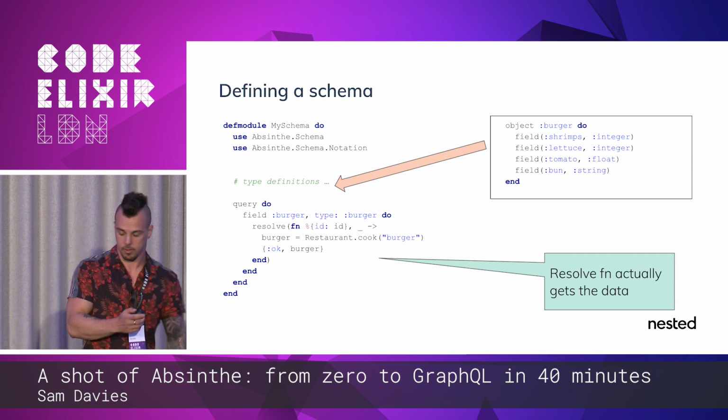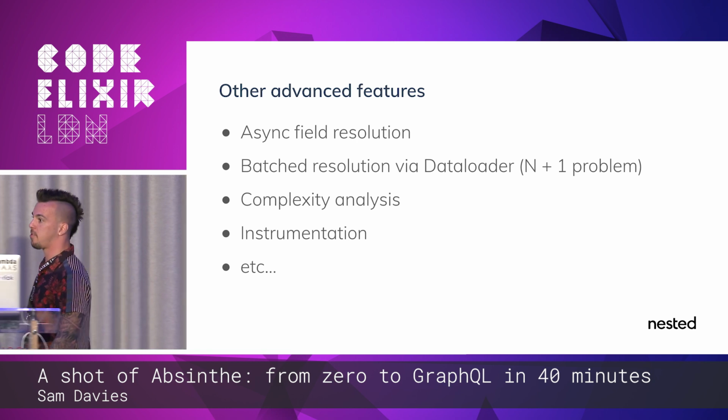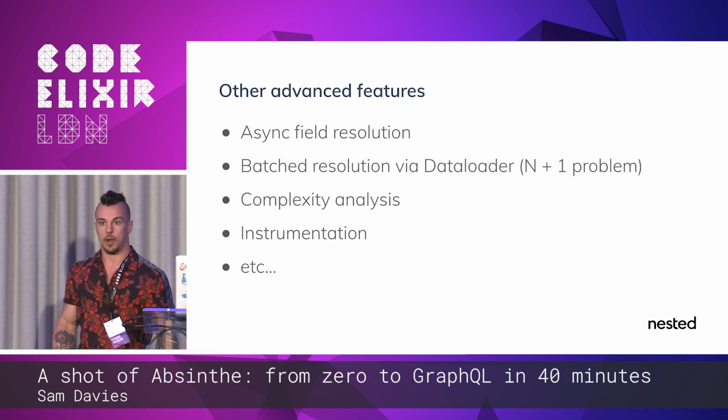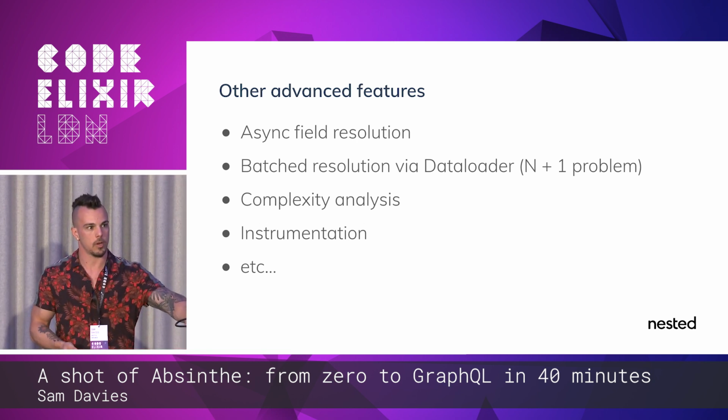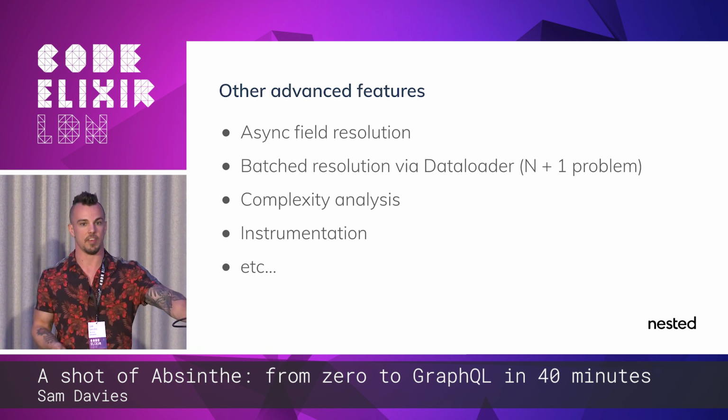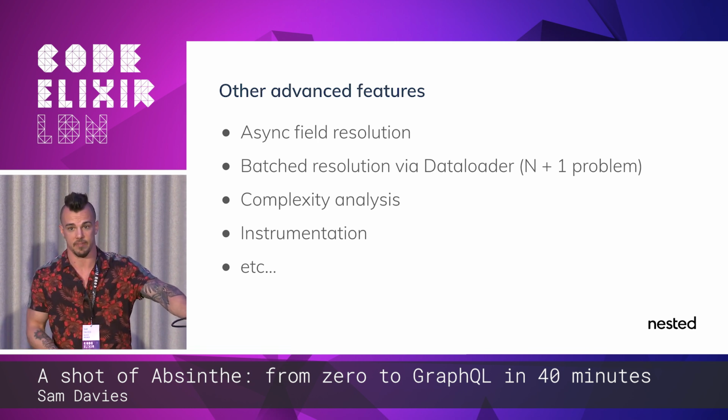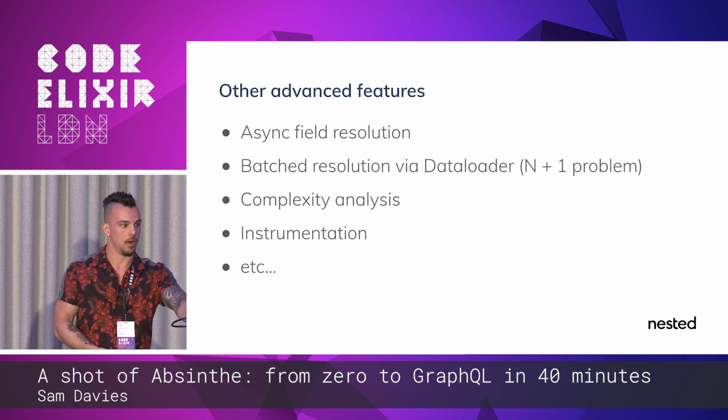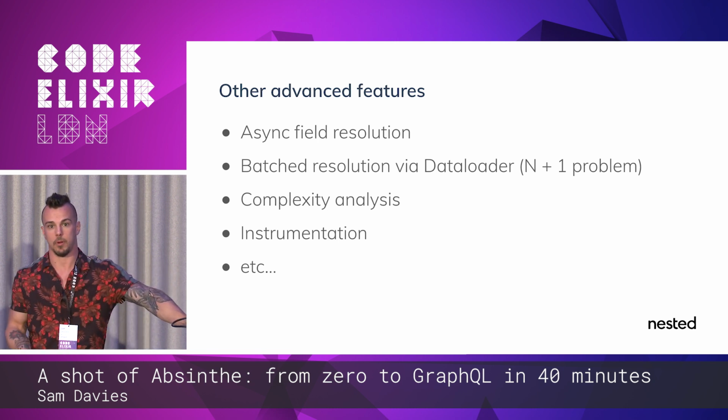Cool, so hopefully that's clear enough. Absinthe gives you a lot of other cool stuff. So one common problem, and this is not just with REST APIs, it will happen with any kind of data fetching, is the N+1 query problem.